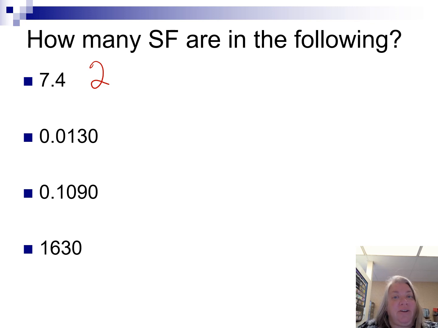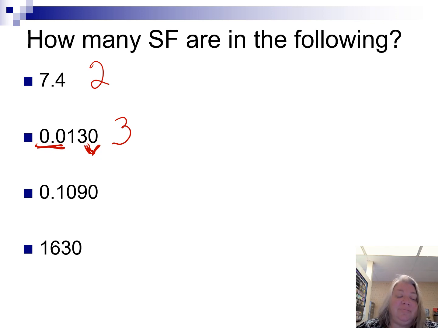Now, zeros tend to cause problems. So in this next number, we have some zeros that we have to evaluate. These first two zeros, 0.0130, those are called leading zeros. Leading zeros are never significant. The 1 and the 3 will be, and then we just have to decide what to do with this final 0 at the end. Because remember, trailing zeros are sometimes the ones that give you problems. In this case, there is a decimal in the number, so yes, that trailing 0 does count. That number has 3 sig figs.